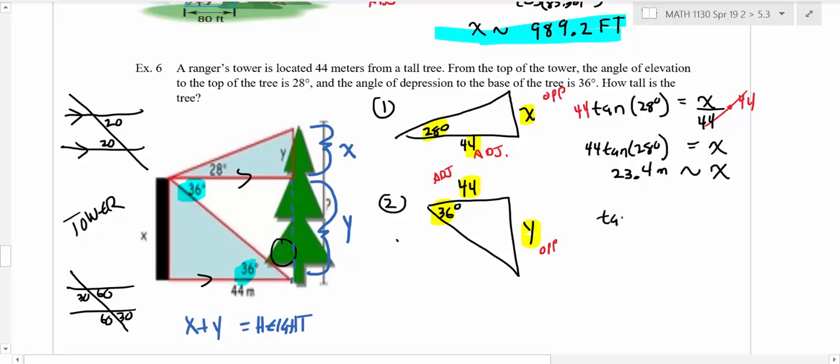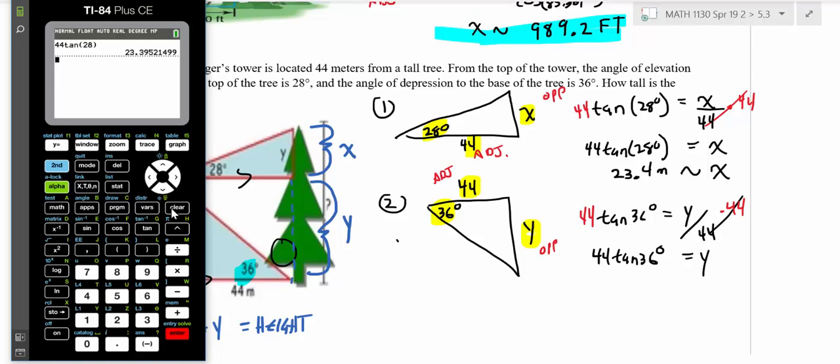So this time tangent of 36 degrees is equal to side opposite Y over adjacent 44. Same idea, we just multiply both sides by 44. So we get 44 tangent of 36 degrees is equal to Y. Then we just go to the calculator. That's going to be 44 tangent 36, and that's about, let's just round that up to 32 meters.